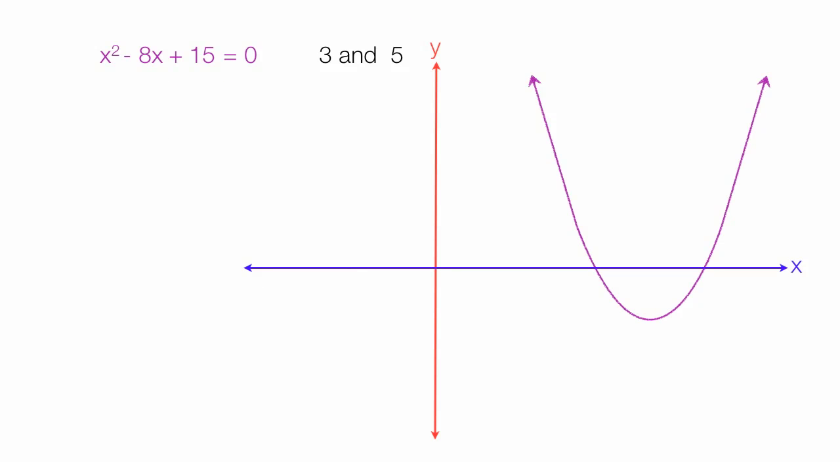So the graph crosses at 5, 0, x is 5, y is 0. The other point is 3, 0, where x is 3 and y is equal to 0. I solved the equation and I discovered or figured out where the graph crosses the x-axis.